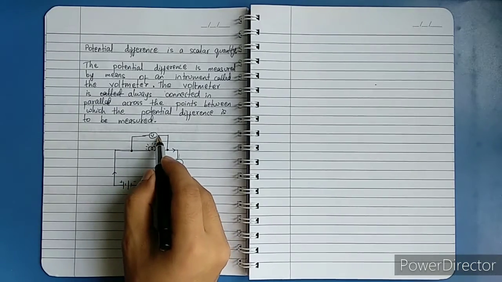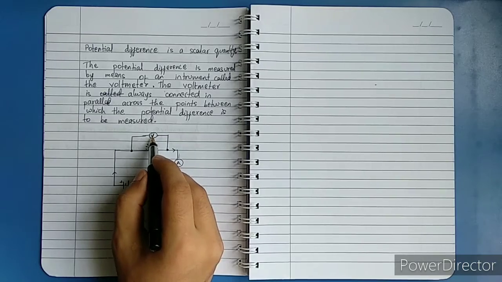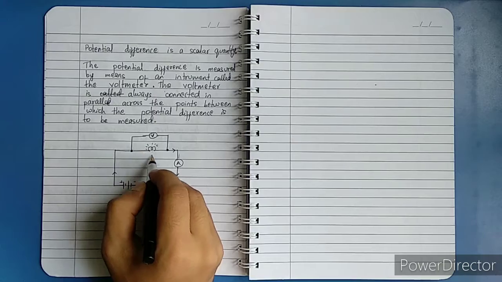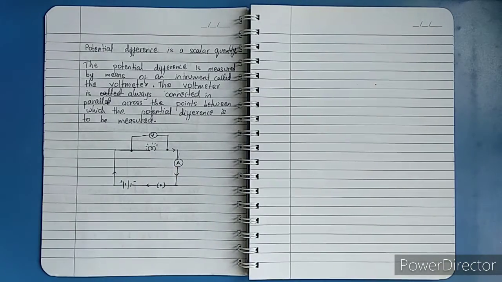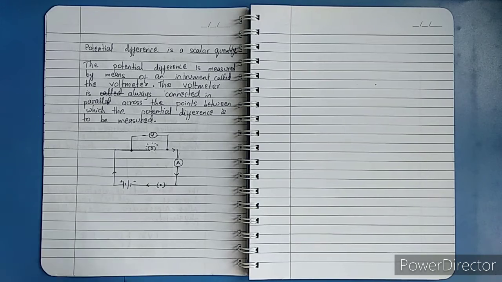So by connecting the voltmeter in parallel to the bulb, whatever voltage difference that we find over here, the reading of the voltmeter, will be the amount of voltage consumed by this bulb. That is why this voltmeter is connected in parallel to the bulb.